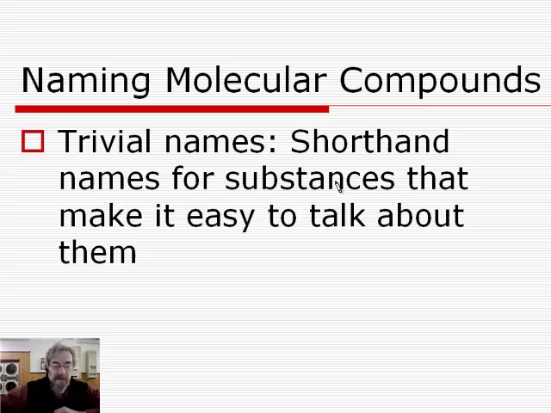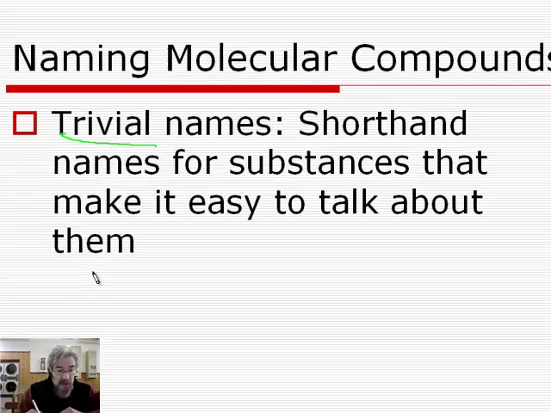The last thing that we're going to look at today is naming molecular compounds. How do we give these things names so we can talk about them intelligently? There are two kinds of names for molecular compounds. One are called trivial names. Trivial names are shorthand names for substances. They're sort of like nicknames. They make it easy to talk about them when their names are complicated. Most of the time we're going to avoid these, but they do have a useful purpose, particularly when you're talking about complicated substances, like drugs, for example. Look at this name.